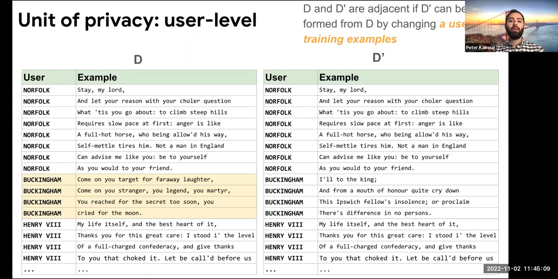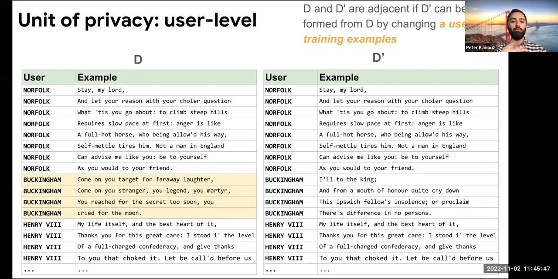And one thing to be upfront about is the notion of adjacency in this definition of differential privacy. And this is going to dictate the unit of privacy. And we love to use what's called user level privacy. And what that means is that when you go from a data set D to D prime, you're not just changing one single training example, you're changing all the training examples that belong to a single individual user. And that's why it's user level DP, because D and D prime do not differ by one training example, but all the training examples of a user.